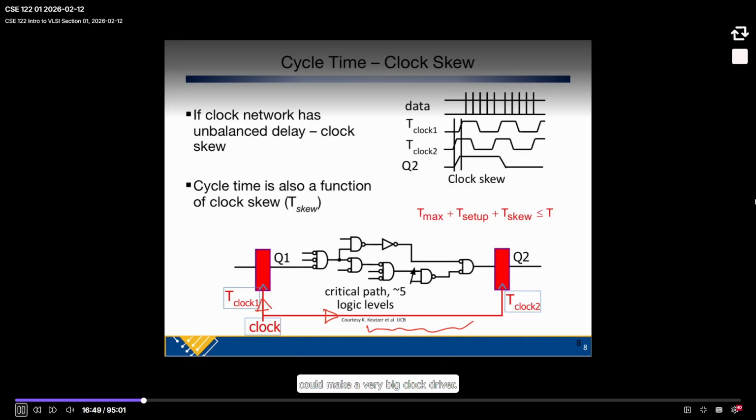Technically, you could make a very big clock driver. This is actually what they did until the early 90s. I'll talk about it when I talk about clock distribution, but the problem is the driver becomes too big. I have an example. The company that did it until the early 90s was called DEC, Digital Equipment Corporation. I think they were ultimately bought by Intel, but it was their Boston design group. They would have a single driver methodology.